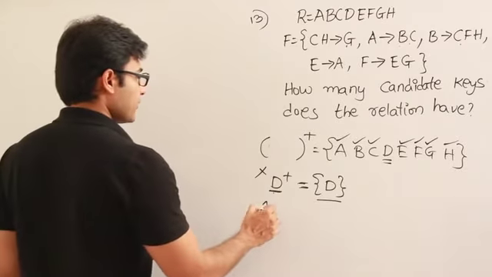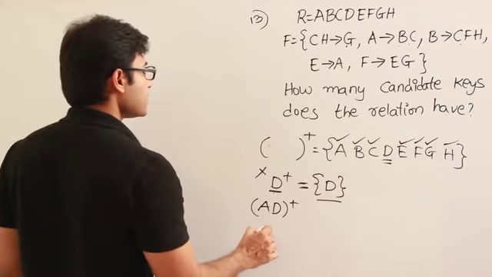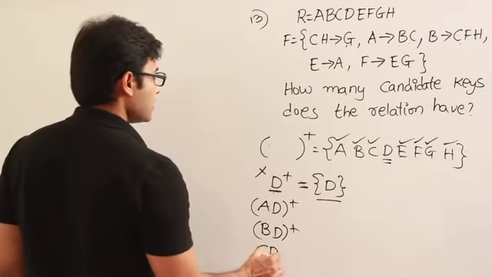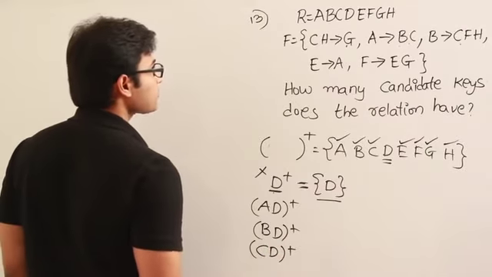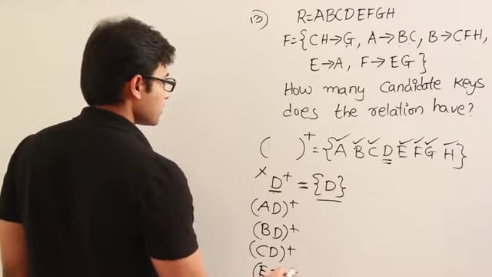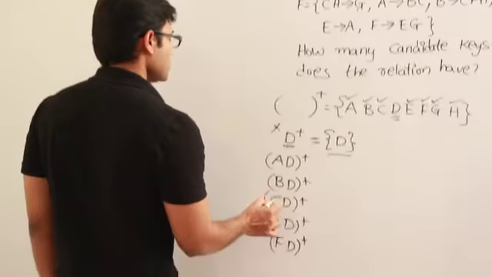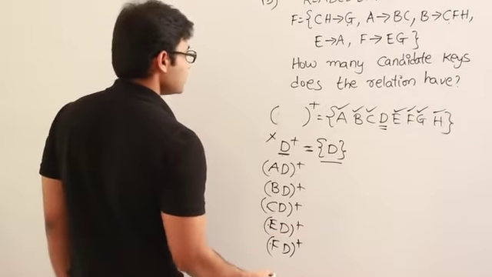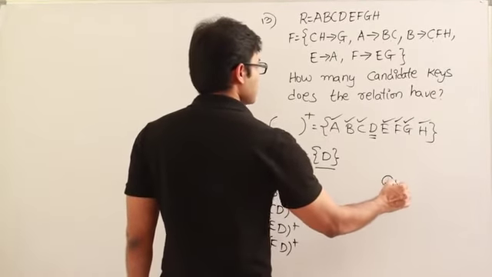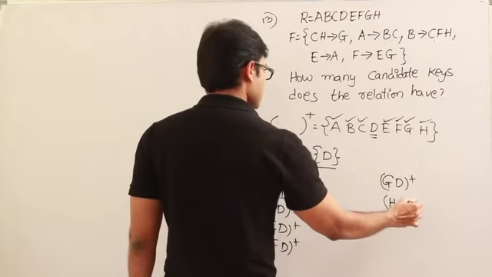So one is AD plus. I'll find out all of these: AD plus, BD plus, CD plus, ED plus, FD plus, GD plus, and then HD plus, right?